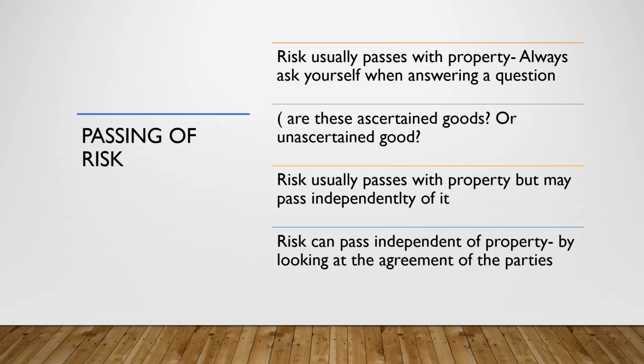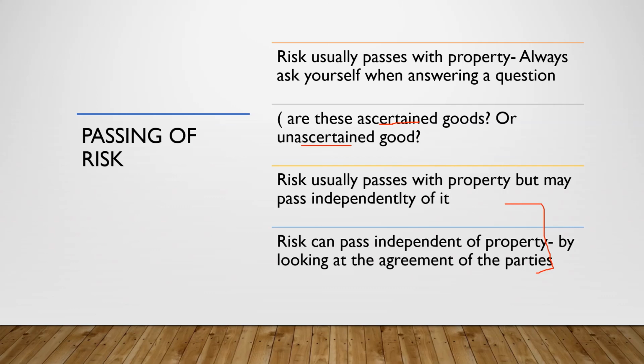Now, risk usually passes with property, but again you need to ask yourself every time you're dealing with risk, are you dealing with ascertained goods or unascertained goods? Because with ascertained goods, risk will pass immediately, while with unascertained goods, risk will remain with the seller until those goods are made specific. And so, to conclude, you also need to appreciate that risk can pass independently of property by looking at the agreement between the parties. So parties can also agree at a point at which risk will pass as far as certain property is concerned.